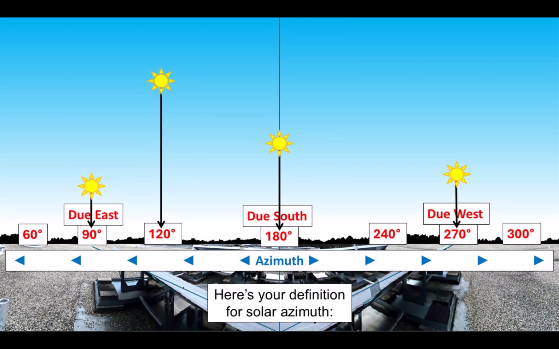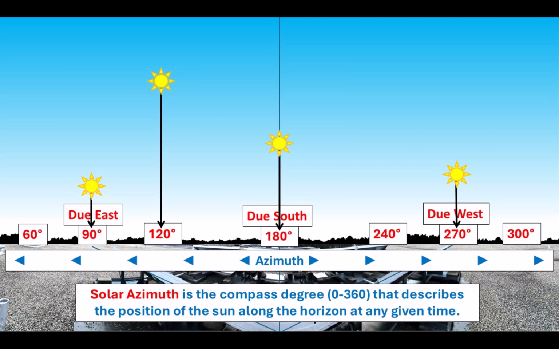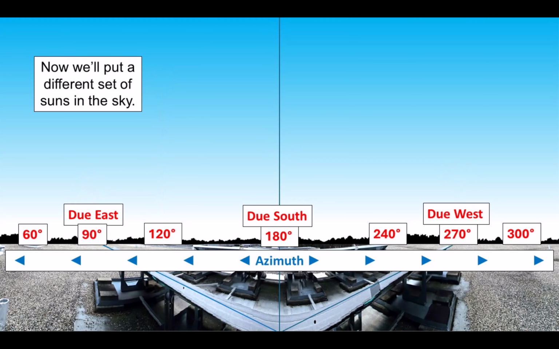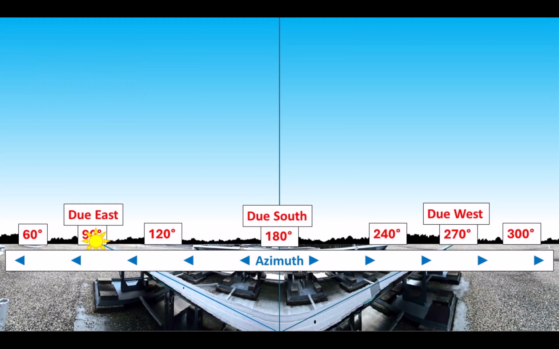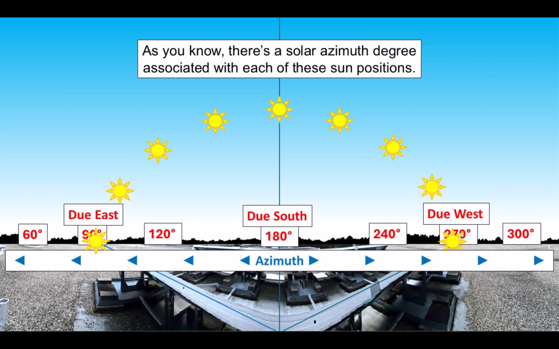Here's your definition for solar azimuth. Solar azimuth is the compass degree 0 to 360 that describes the position of the sun along the horizon at any given time. Now we'll put a different set of suns in the sky. As you know, there's a solar azimuth degree associated with each of these sun positions.